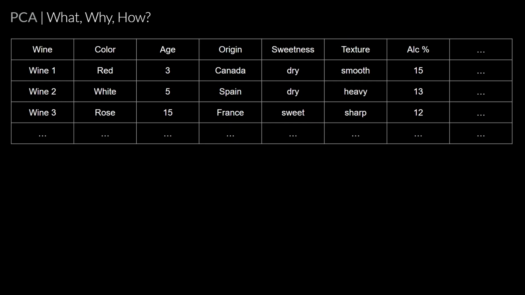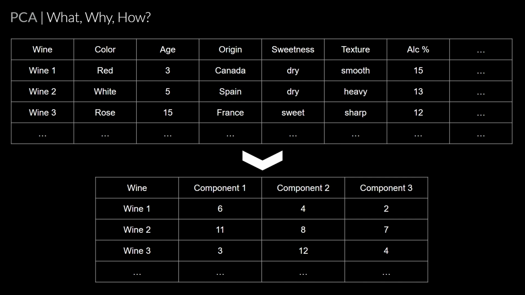But many of these will measure related properties, and so will be redundant. If so, we should be able to summarize each wine with fewer components. This is what PCA does. Instead of, say, 10, you may end up with maybe 3 components that describe your data accurately enough. It's never 100%, but you can get away with a lot.